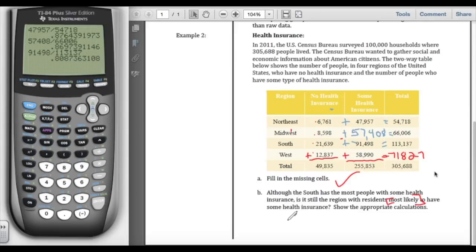So the answer to this question here would be no. It is not the region most likely to have health insurance.